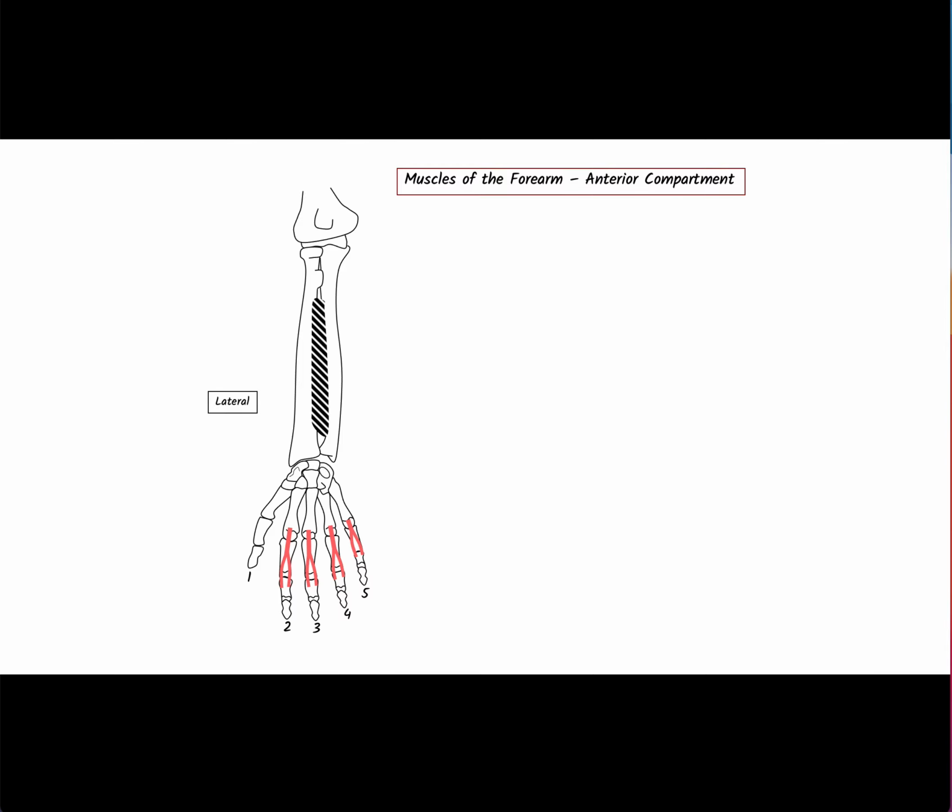So we have talked about the intermediate layer. Now let's talk about the deep layer. There we have 3 muscles here. The one at the bottom, that is my pronator quadratus. This muscle has 4 angles.